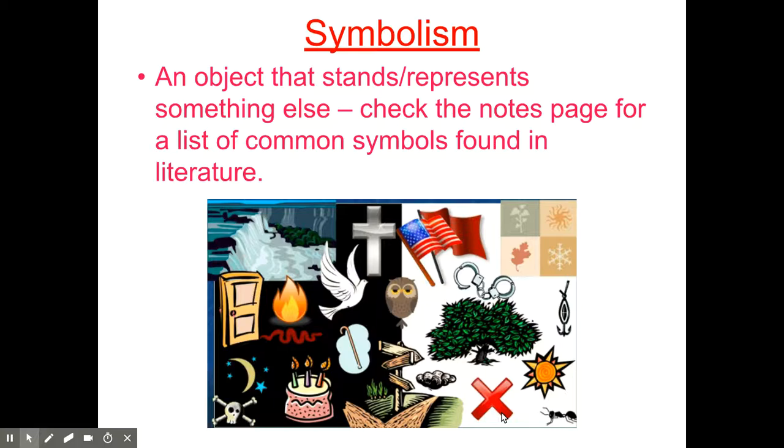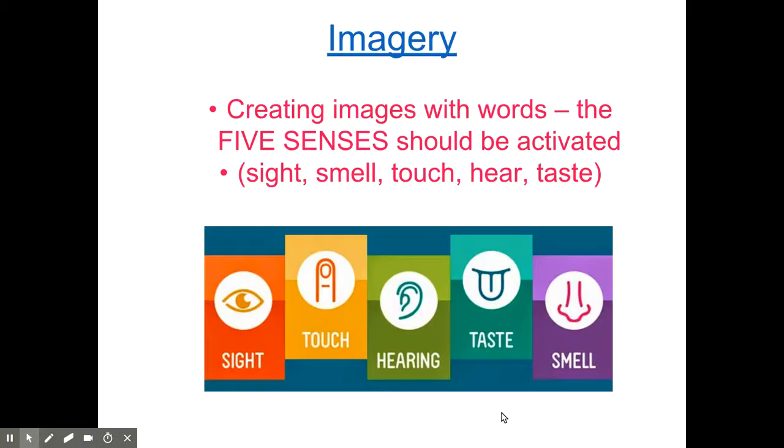And if you can figure out a way to elevate or figure out a way to use symbolism in your work, you are going to have one awesome piece. And last but not least, I do believe we have imagery here. The word image is in the word imagery, and it's where you're creating images with words. The 5 senses should be activated. Seeing, touching, hearing, tasting, smelling, all of those things should be kind of elevated with the words you're using.